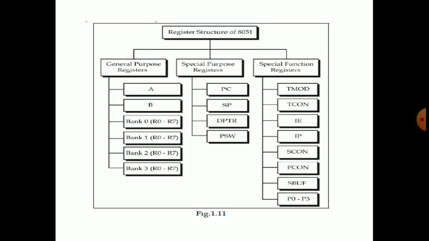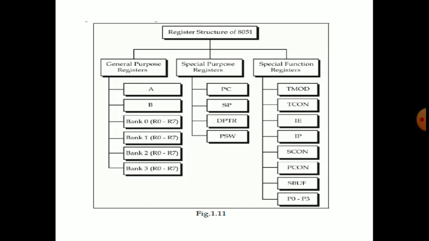In the general purpose section we have the accumulator and B register, and 4 register banks. Special purpose registers, we have 4 registers, that is program counter, stack pointer, data pointer, and PSW, the program status word register. Again and again you should read these registers, then only you can remember easily. And the special function registers we have TMOD, TCON, IE, IP, SCON, PCON, SBUF, P.